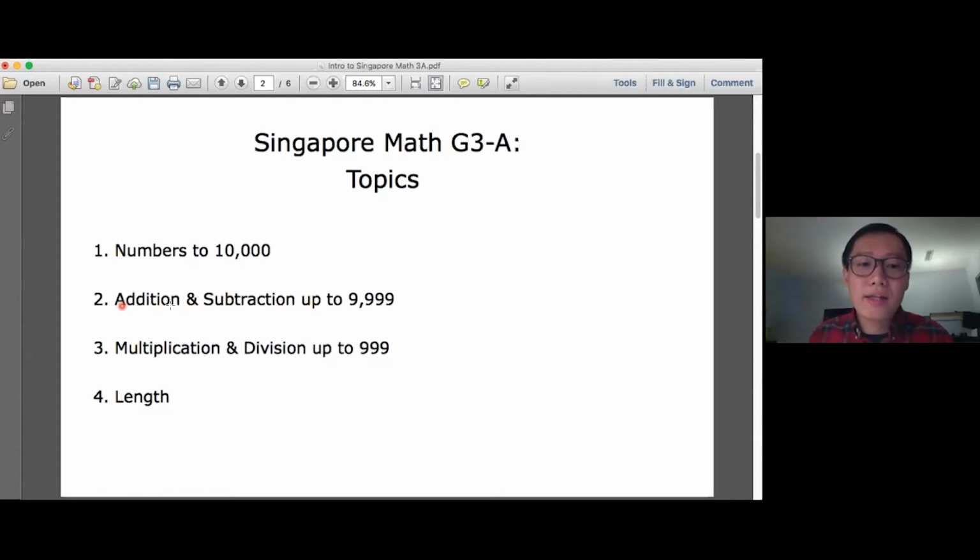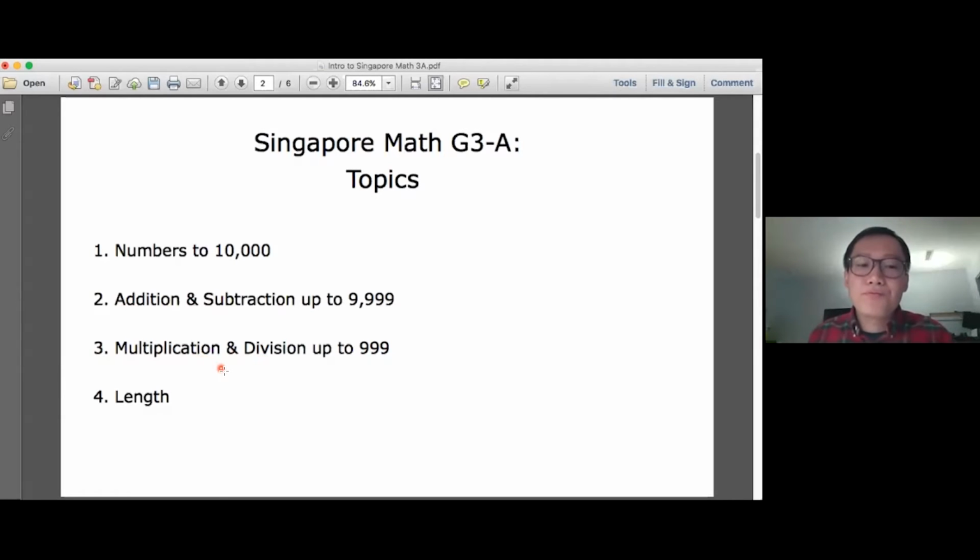Now, after addition and subtraction, we're going to do multiplication and division, right? It's like building a house. You start with the basement, right? That will be numbers to 10,000. And then you build the first floor, addition and subtraction. And now, after that, we go on to multiplication and division.